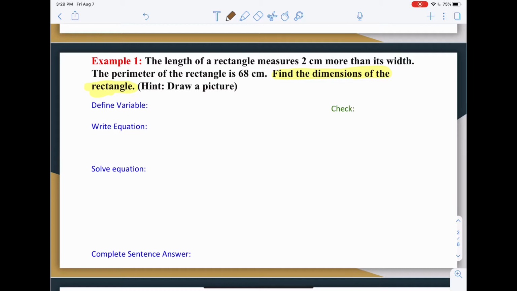Step 2. Assign a variable to the quantity you are trying to find. Let's call W our width of the rectangle. If I draw the picture here, if our length is 2 centimeters more than its width, then the shorter side should be W, and then the length would be the longer side, which is W plus 2.